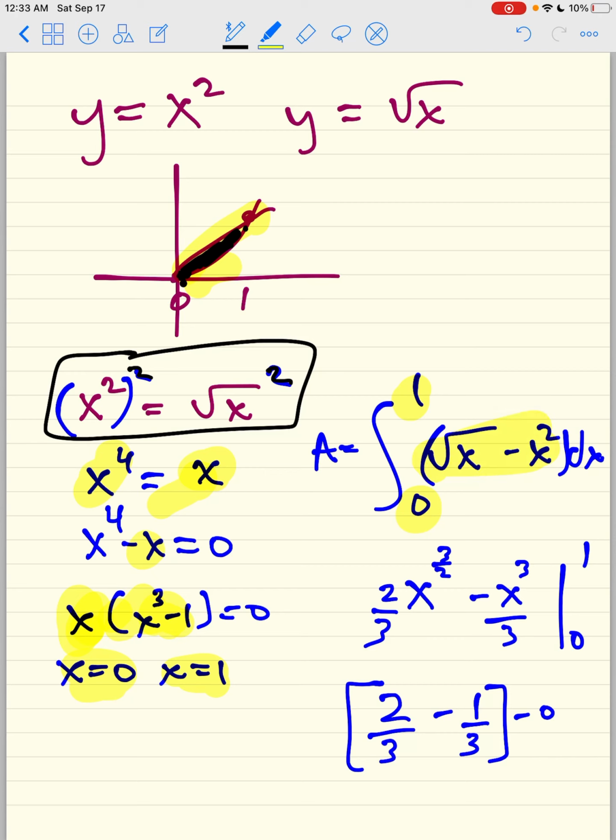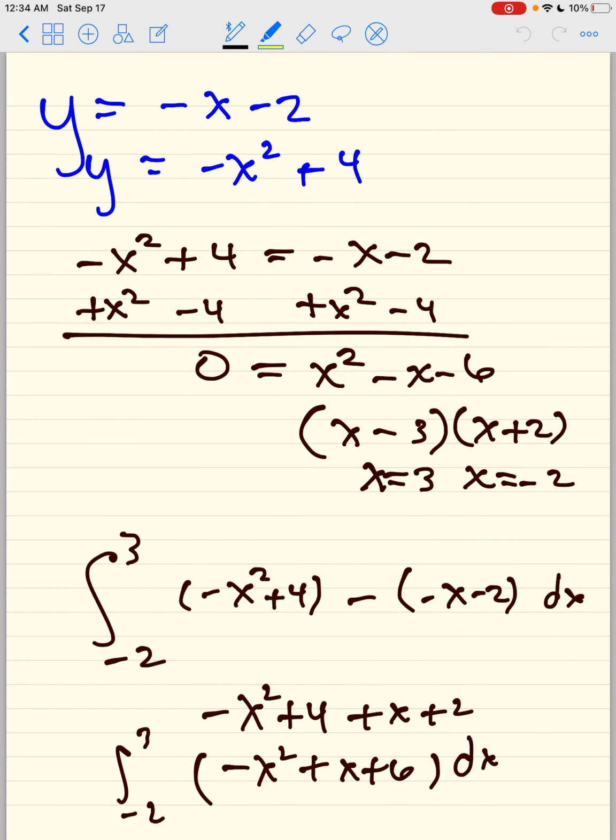Top minus bottom. You can pause the video, and I just did this quickly, but basically 1 plus 1/2 is 3/2, 2/3. 1 plus 2 is 3 divided by 3. Plug in the 1, you get 2/3 minus 1/3. And then plug in 0, you get 0 minus 0. So 2/3 minus 1/3 is 1/3.